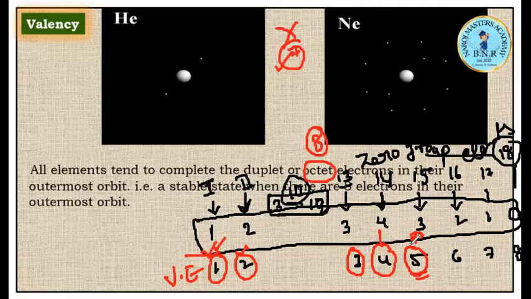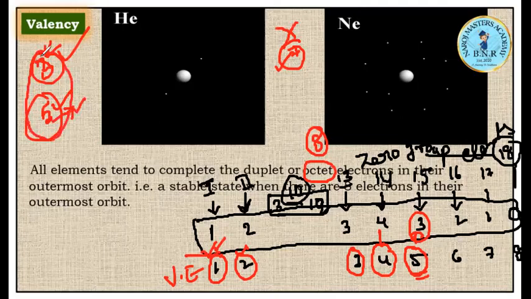But if 5 electrons are present, then what should be the valency of that element? 3. Why? Because it is very difficult to donate 5 electrons, but compared to this, gaining 3 electrons is easy. If you gain 3 instead of losing 5, it becomes stable, because already 5 are there, plus 3, total 8. To become stable, we need 8 electrons in the outermost orbit. Is it clear? Like that, you have to remember: for 6, valency 2; for 7, valency 1.